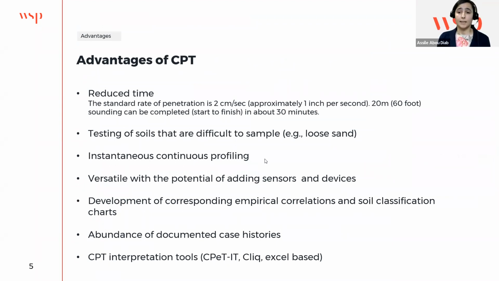More advantages of the CPT: it's quick. We can complete a 20-meter sounding in about half an hour, the rate of penetration being 2 centimeters per second. We can test soils that are really difficult to sample, like loose sands. We can obtain instantaneous continuous profiling. It's versatile. We can add sensors, expand the applications. And we have a bunch of empirical correlations that are supported and backed by lots of documented case histories. And we can use them, readily available, to interpret our raw CPT data. And even this interpretation can be done automatically using commercial software, or you can, for example, develop your own Excel sheet for data interpretation.